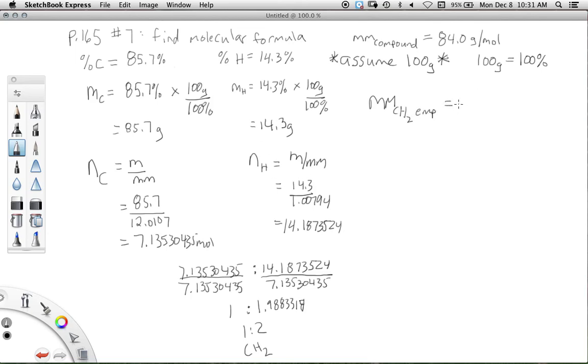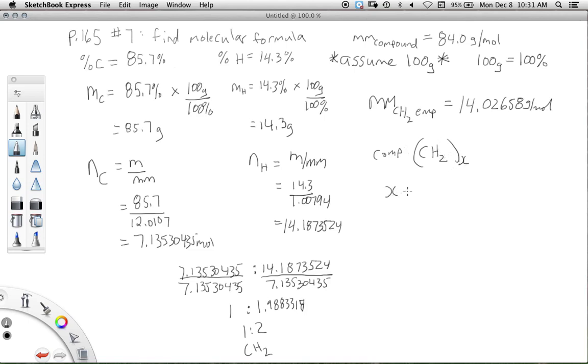It's equal to carbon, 12.0107, plus 2 hydrogens, equals 14.02658 grams per mole. This one is 84, so clearly it's not CH2. So how do I know what it is? Well, the compound is going to be some multiple of this. This isn't the right way to write it, but that's what I'm thinking. It's going to be some multiple.